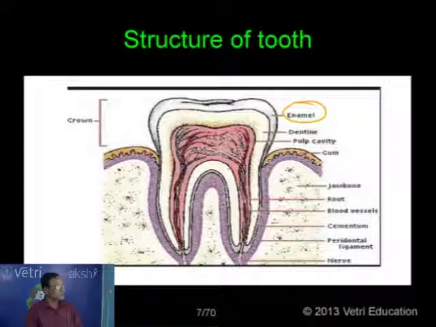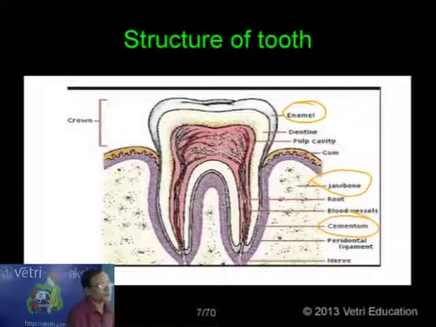Now the part which is hidden in the bony socket is called the root. You see this is the jawbone, in which it is getting embedded. Now, the tooth in the root part is lined with a kind of substance. The name of the substance lining the tooth is called cement or cementum. It is secreted by cementocytes, a type of living cells.